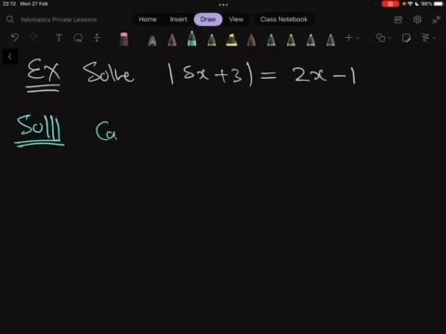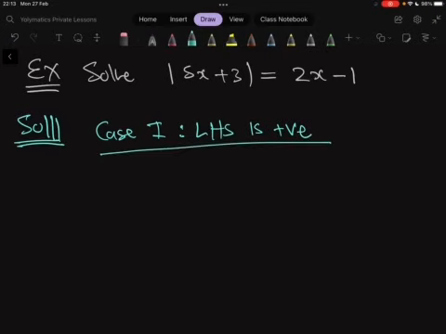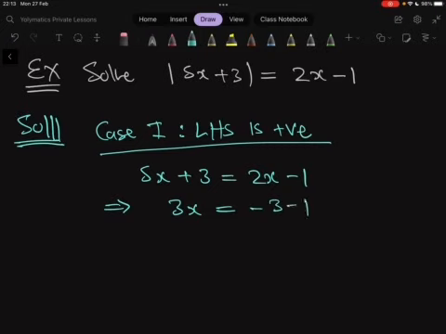We'll consider the first case, where we consider the left hand side to be positive. If it's positive, this simplifies to just 5x + 3 = 2x - 1. So 2x will come this side and we'll have 5 minus 2, which is 3x, and negative 3 will go that side. So x is equal to -4/3.